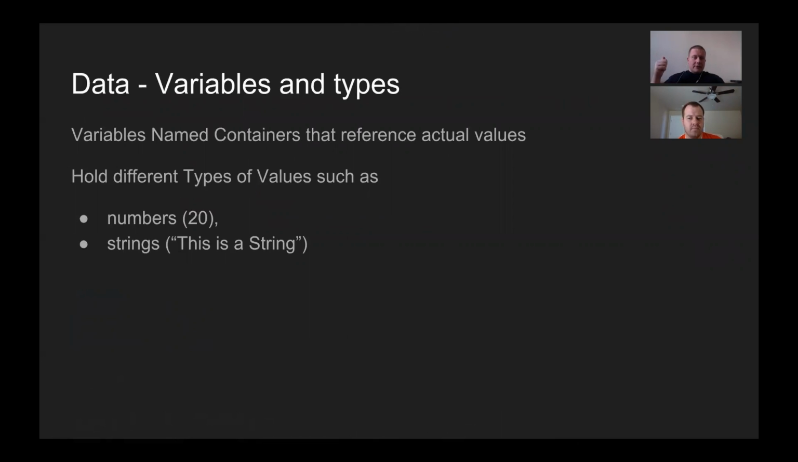The next part is the data. There are variables and there are types of data, or types of variables. I like to think of variables as named containers. Basically, it's like if you have a box. Let's say you're moving and you have a box.